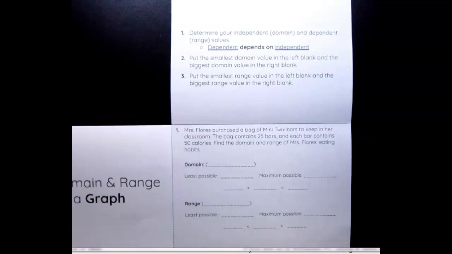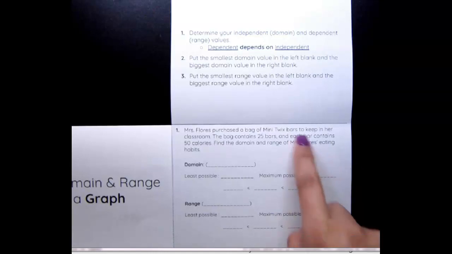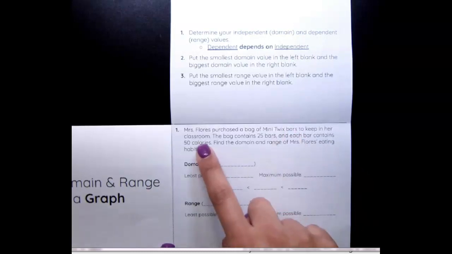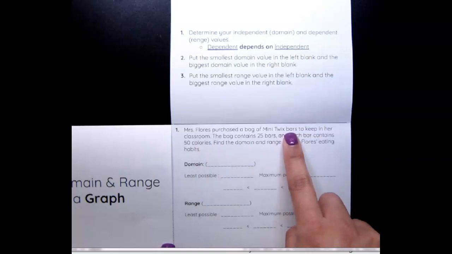So it says, Mrs. Flores purchased a bag of mini Twix bars to keep in her classroom. The bag contained 25 bars and each bar contains 50 calories. Find the domain and range of Mrs. Flores' eating habits. I like to eat Twix bars. So I need to determine whether the number of bars determine the calories or if the calories determine the bars.